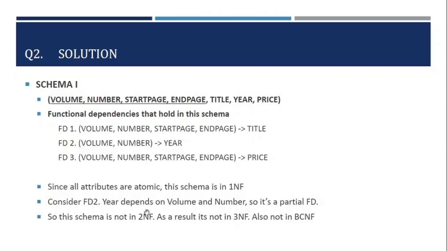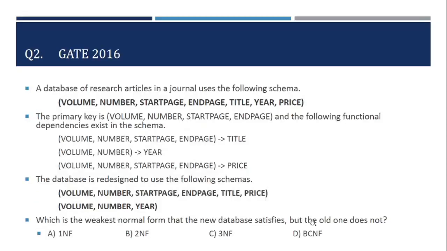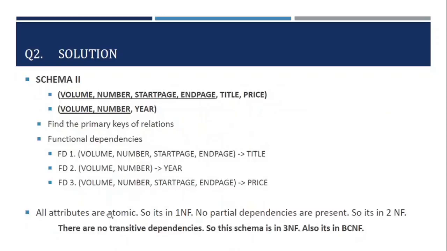It is not in second normal form, it is not in 3NF, it is not in BCNF. So, similarly, let us consider the revised schema and find out what is the strongest normal form achieved by the schema. Here we have two relations. The first relation has volume, number, start page, end page, title and price. The second one has volume, number and year. And we have the three functional dependencies.